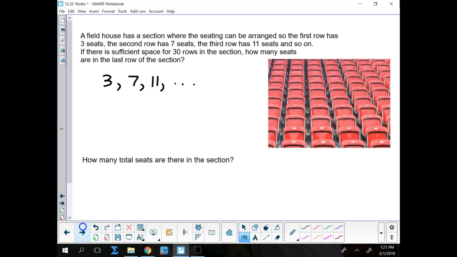What formula do I want to use for that? A sub n equals A sub 1 plus n minus 1 times d. So now we need to figure out what some of those are, right?